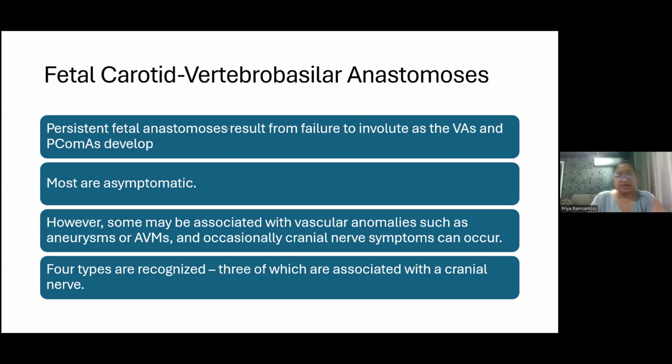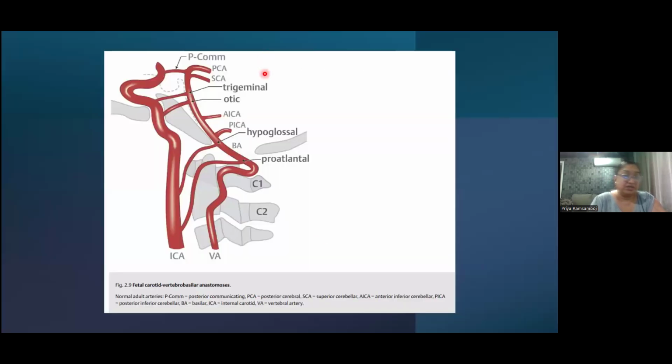There are 4 types that are recognized, and 3 of which are associated with a cranial nerve. The persistent primitive trigeminal artery represents the most common form of it, all right? Now, the 4 that we're going to talk about are the trigeminal, and you see them here. You see the abnormal connections, right? They didn't involute: the trigeminal, the otic, the hypoglossal, as well as the proatlantal, right? So we're just going to run through these.